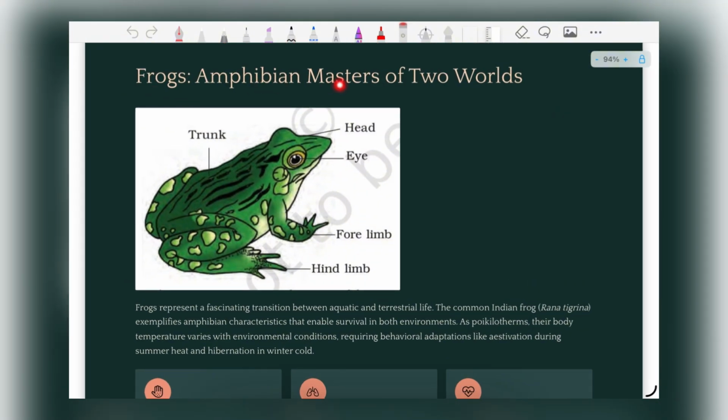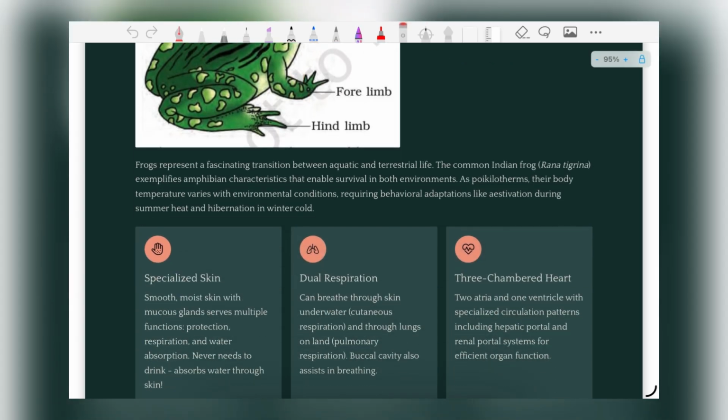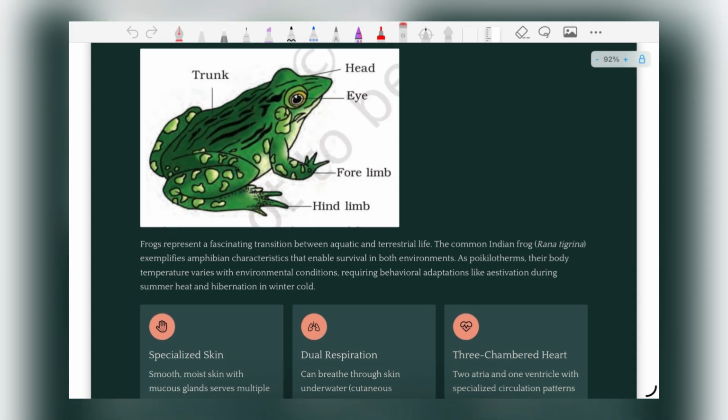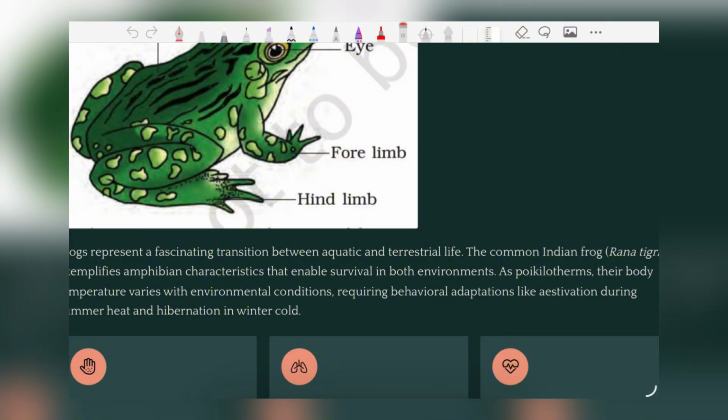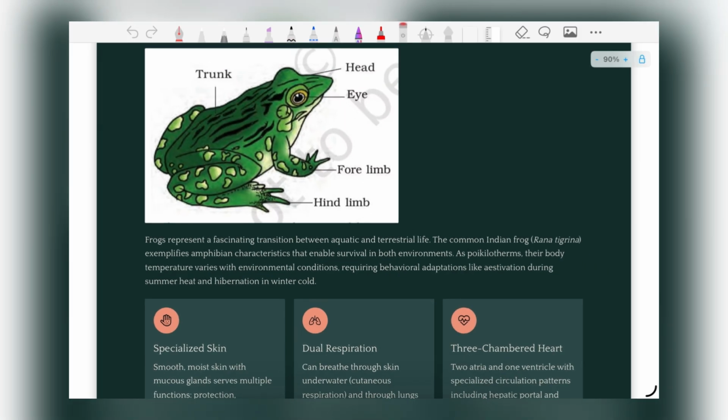Frogs, amphibian masters of two worlds: trunk, head, eye, forelimb, hind limb. Only two distinctive features. This is the trunk, this is the head, and here in the head it is the eye, and in the trunk it is the hind limb and forelimb, and that's it. Hind limb is more muscular than forelimb. Forelimb contains 4 fingers, hind limb contains 5 fingers. Forelimb contains a genital pouch over here in males.